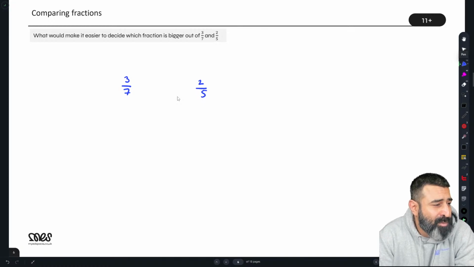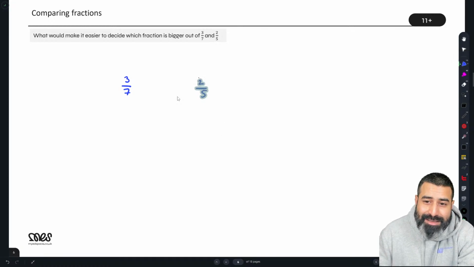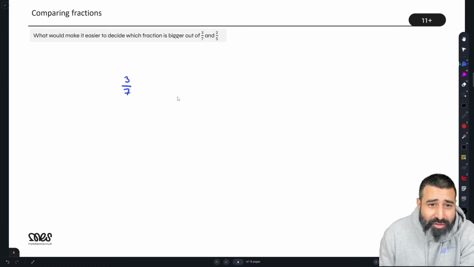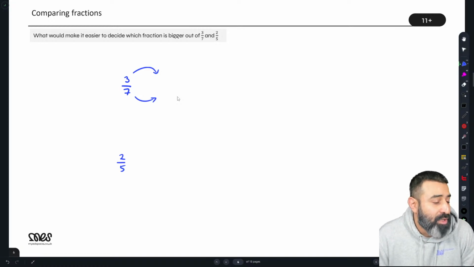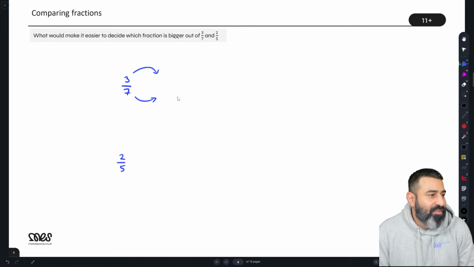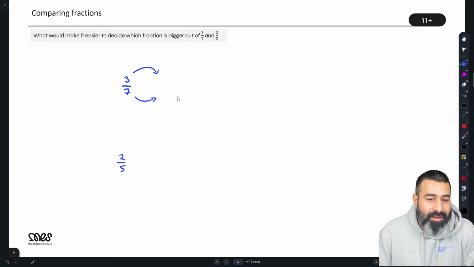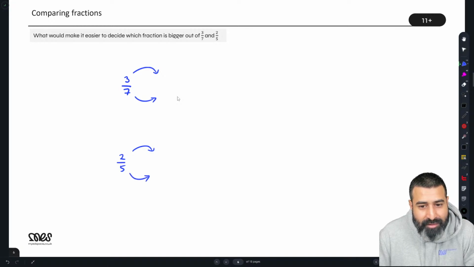Tell me what to do. Ooh, make both the denominators the same. Well done. So, how do I make the denominators the same? What do I do? Ooh, Fahad's saying 2 over 5. Okay, prove it to me. I'm not just going to accept it. What can I do to both of them?